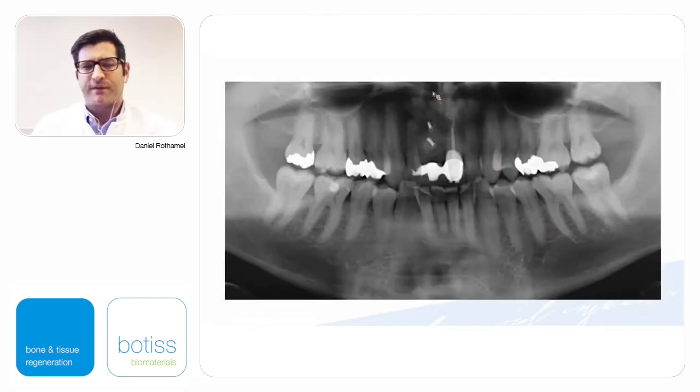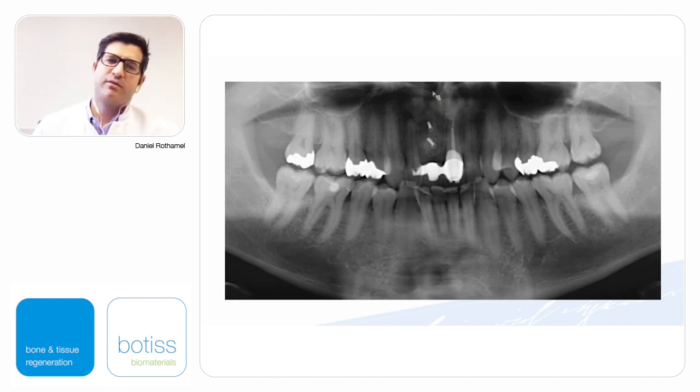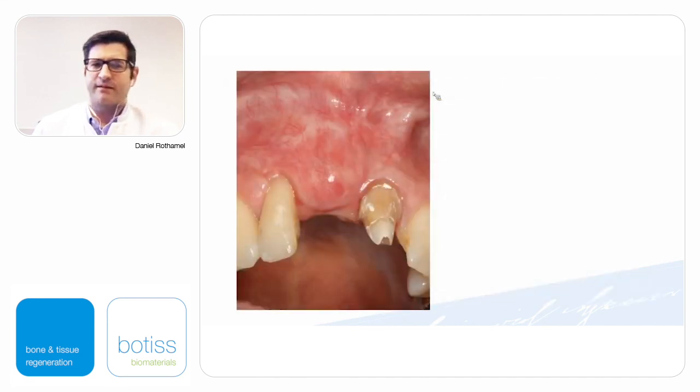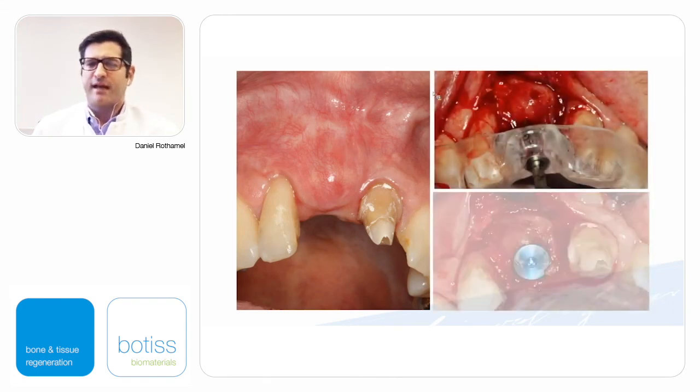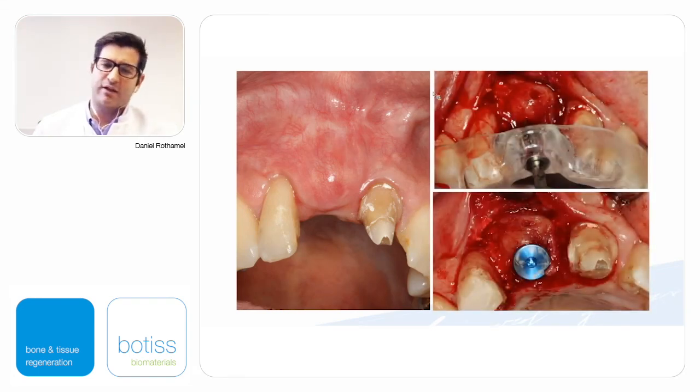Situation directly postoperatively, so nice bone transfer from the chin to the upper front, and after undisturbed healing, we re-enter the site, and after a little reduction of the vertical height that was a little bit over-augmented here, we can install the implant with a thick bone wall on the buccal aspect.